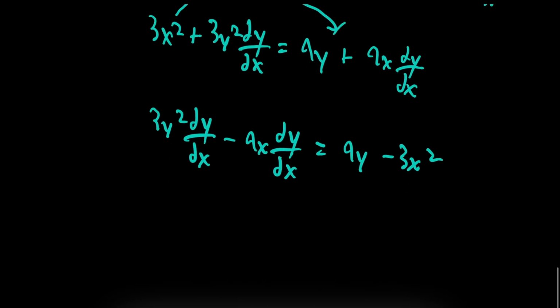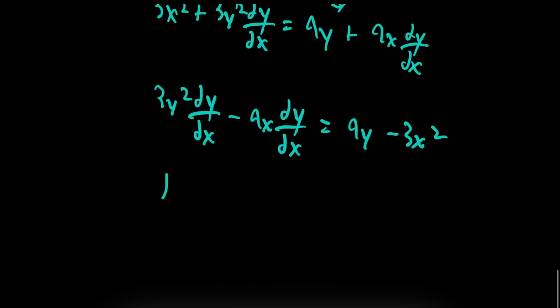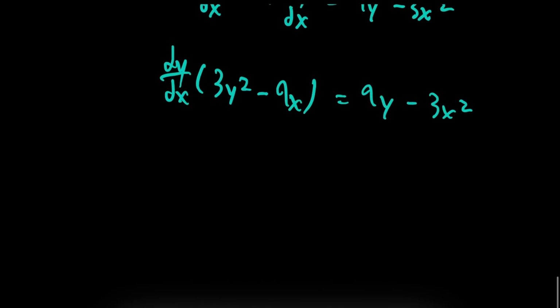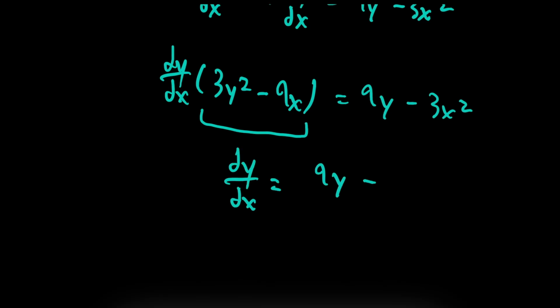And now we can factor out that dy dx. We would be left with dy dx times 3y squared minus 9x is equal to 9y minus 3x squared. And we divide both sides by this expression here to get that dy dx is equal to 9y minus 3x squared over 3y squared minus 9x.